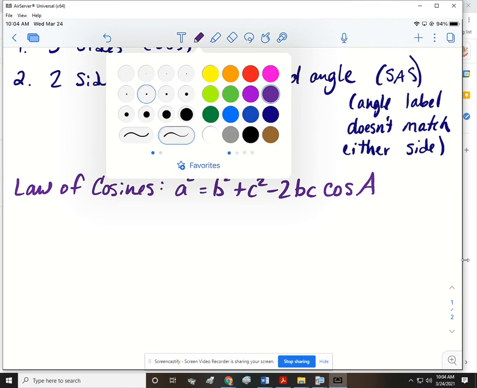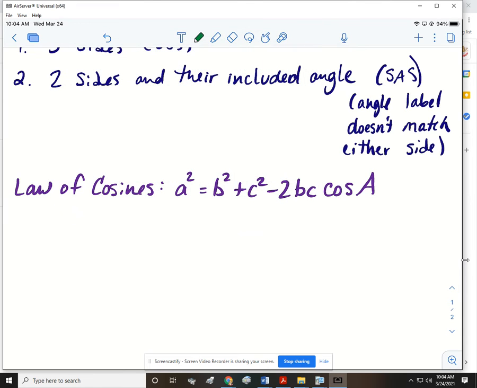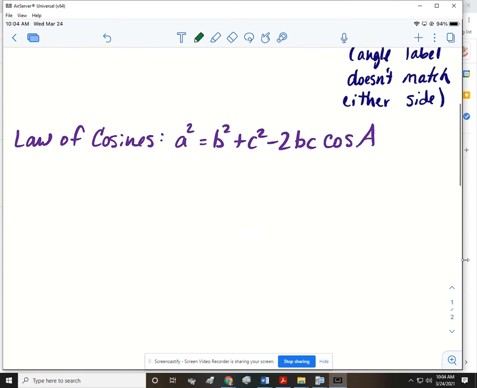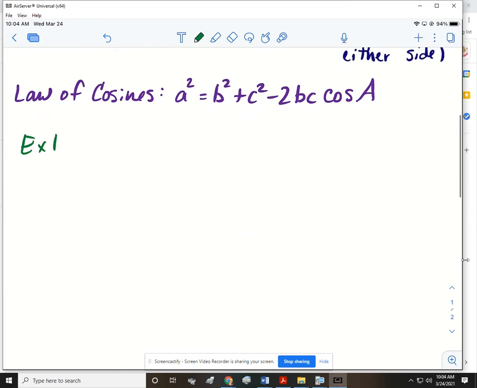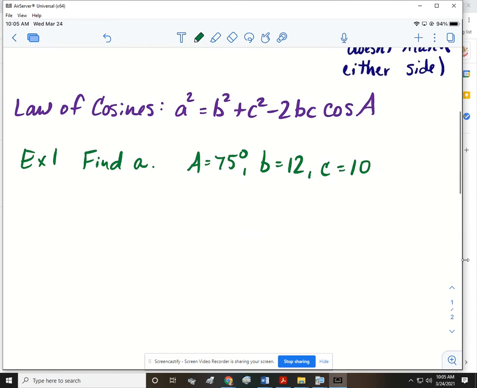The way we are using law of cosines, we're basically plugging in and then maybe doing one or two things. Without the graphing calculator, there's not a lot you can really simplify down. We're just going to leave our answers messy, because from what I've seen on the ACT, they leave it messy also. On example 1, we are going to find side A. We know that angle A is 75 degrees, side B is 12, and side C is 10. This is a situation where we have two sides and their included angle because the angle label A doesn't match either of the sides.